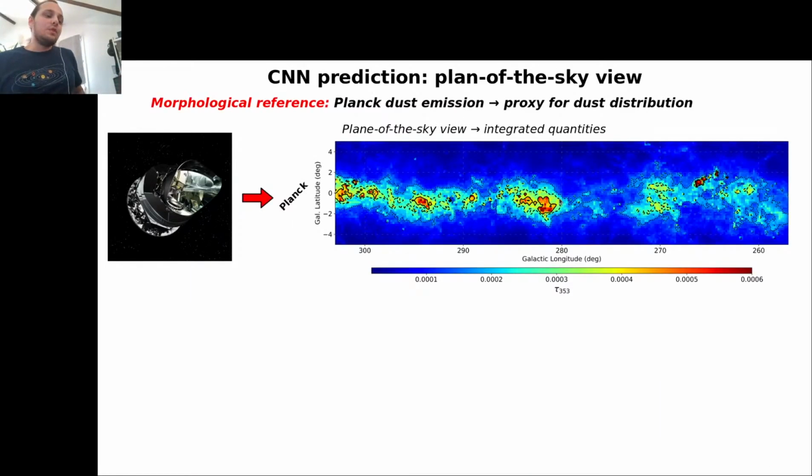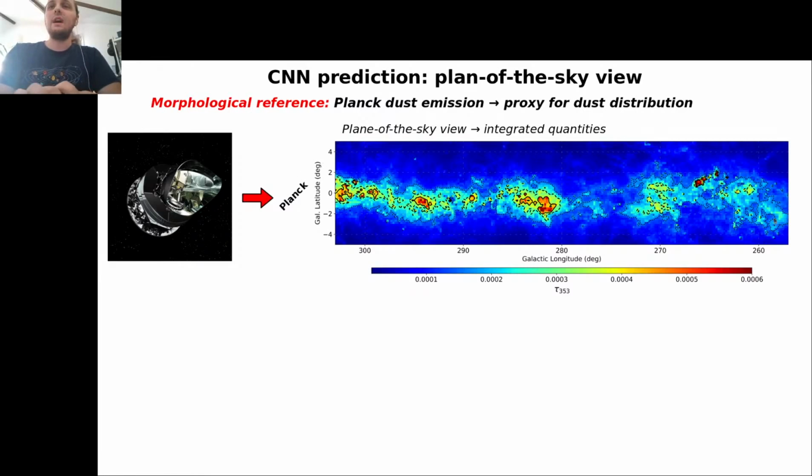So now we want to look at our results. To do so, we have to define references. The first thing we wanted to see was whether our cumulative extinction in the plane of the sky was properly reconstructed. As a morphological reference, we selected the Planck dust emission because it is a good proxy for dust distribution overall. And we have traced contours of this dust emission.